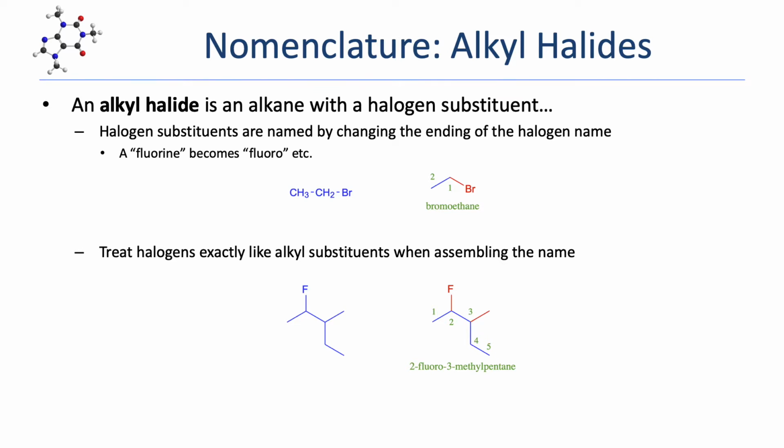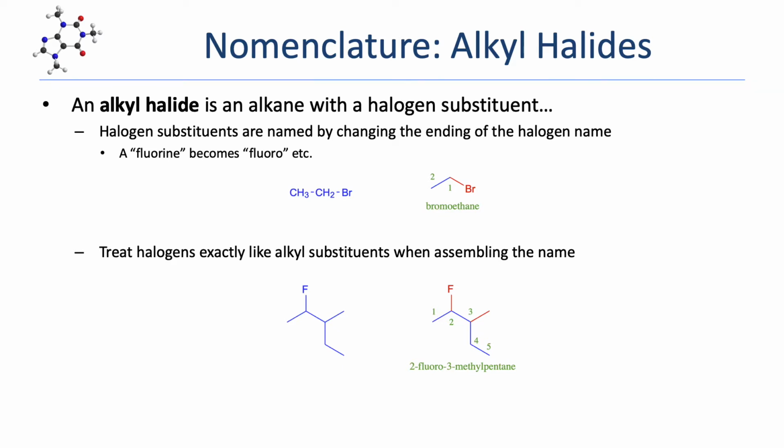Now, in all other ways, halogen groups are treated exactly like alkyl groups, and the process is the same as naming an alkane. The first step is to always find that parent chain. So if we look at this first example, the longest carbon chain is that 2-carbon chain, so this is going to be an ethane derivative. But you can see that we've replaced one of the hydrogens on ethane with a bromine. Well, the substituent name for bromine is bromo, so we simply place that in front of the parent name.